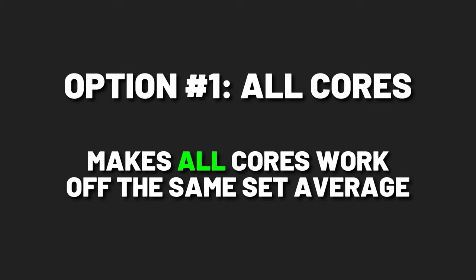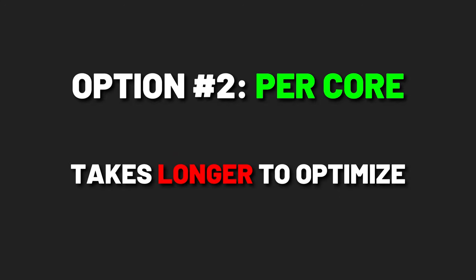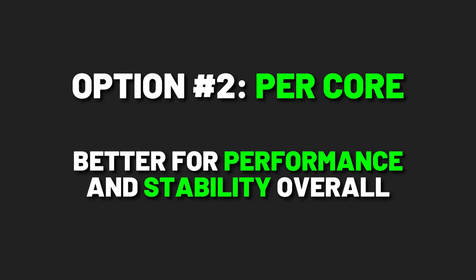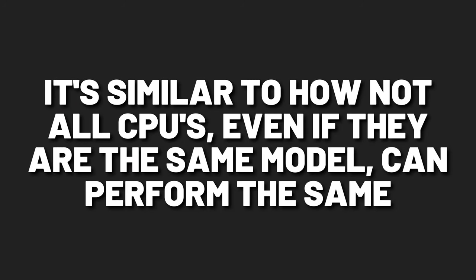You can either optimize all your cores at once by using the all cores option, giving them the same averages across the board, or you can optimize every core individually by using the per core option. I personally suggest using the per core option. It takes a little longer but provides better performance and stability compared to optimizing all of your cores at once. You see, not all of your CPU cores can operate the exact same. Some may be able to take lower voltages than others, and if they all run on the same average, it can cause instability. You can, of course, just test this out for yourself.